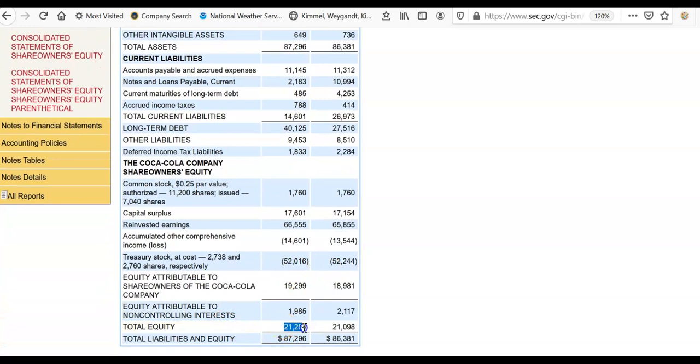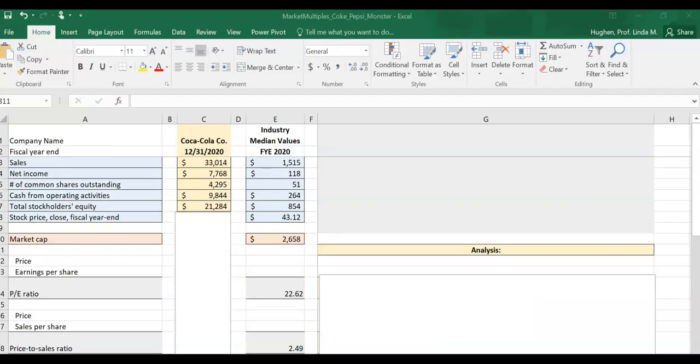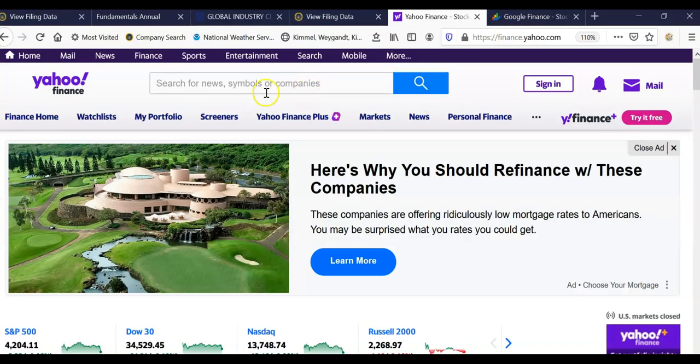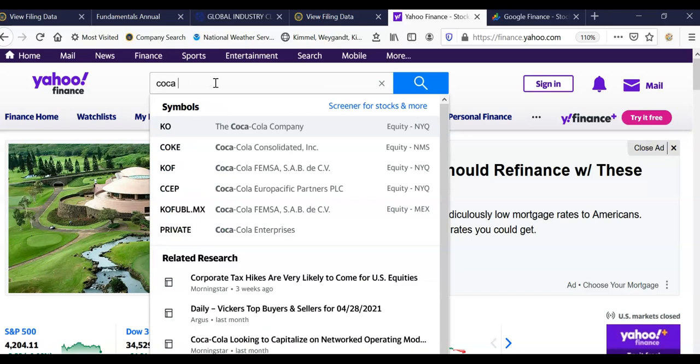Here I took this total stockholders' equity amount. Now we can't find the stock price at the fiscal year end from the 10K, so what we can do is go to any website that offers stock prices. Two of them that I typically use are Yahoo Finance or Google Finance, and we can put in Coca-Cola stock price.